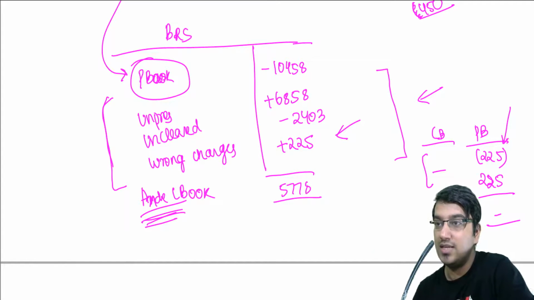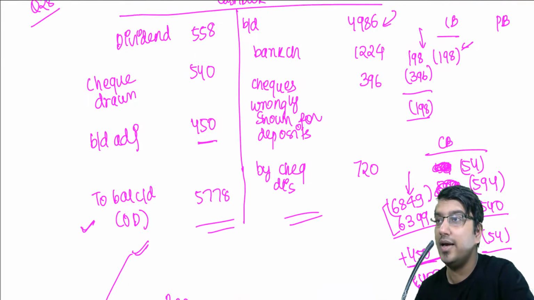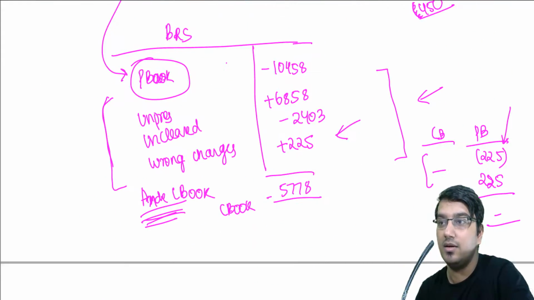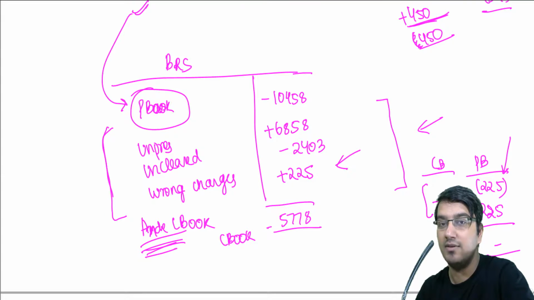So 5778, your negative balance cash book. And if you compare it with this one, again the same balance is coming, bank OD, right? And negative 5778. This is coming equal to the amended cash book balance, okay? 5778, overdraft as per cash book.